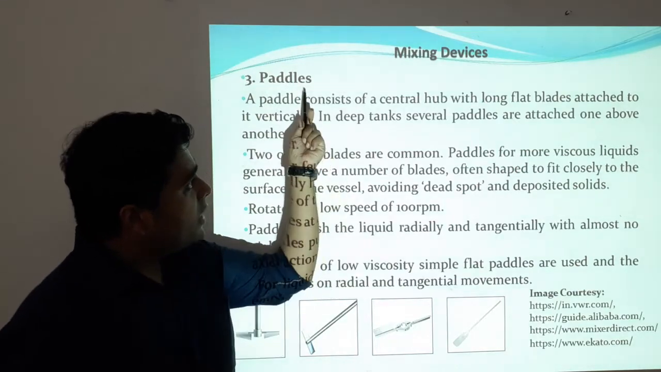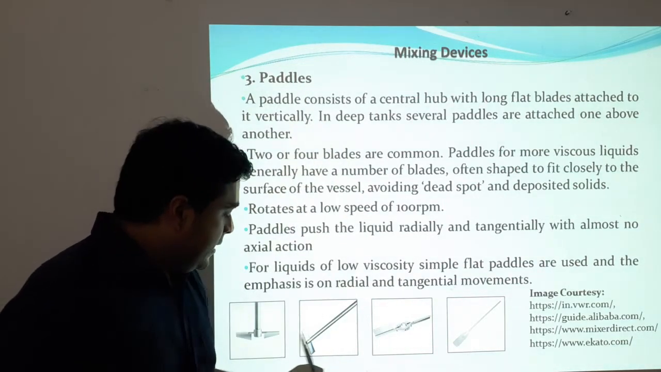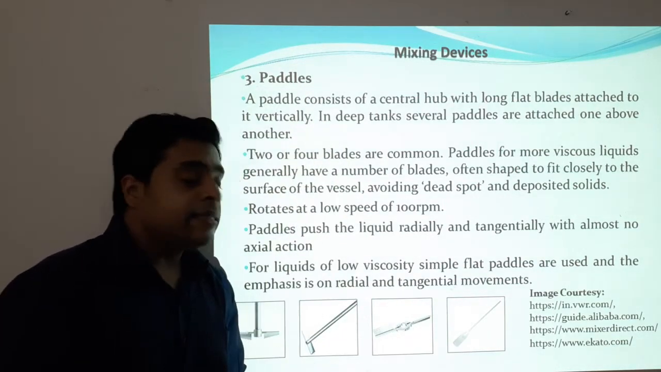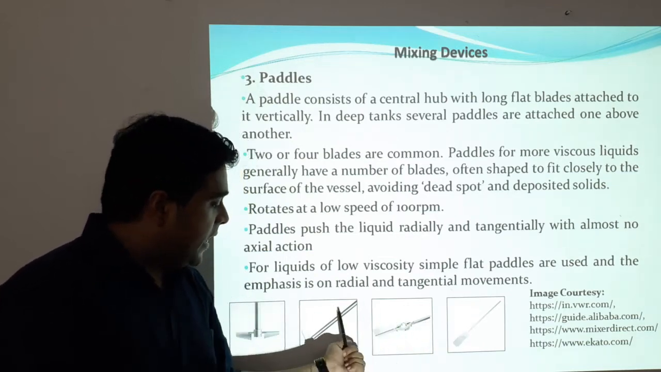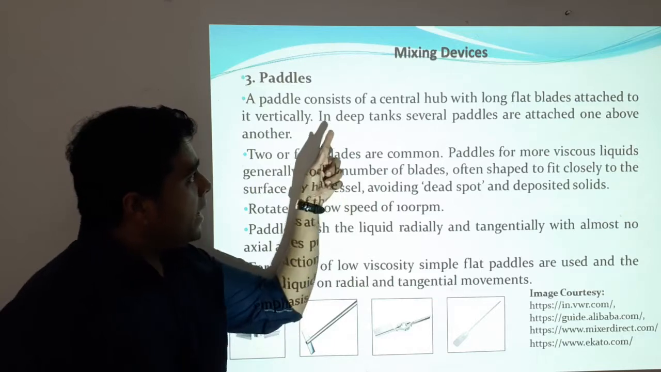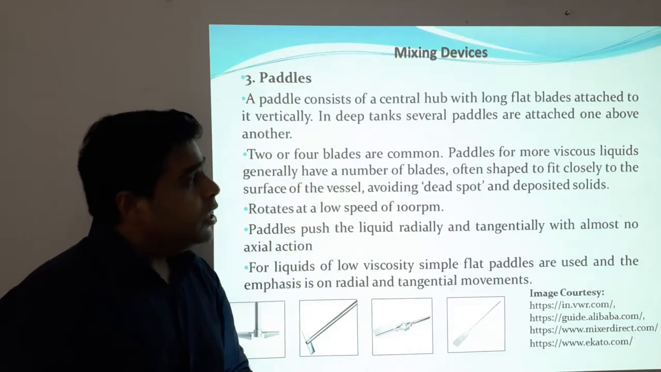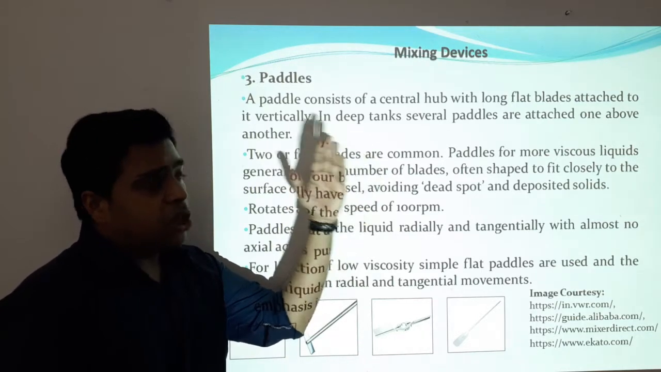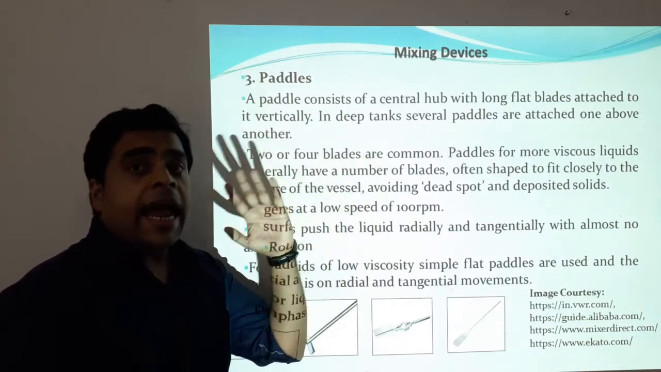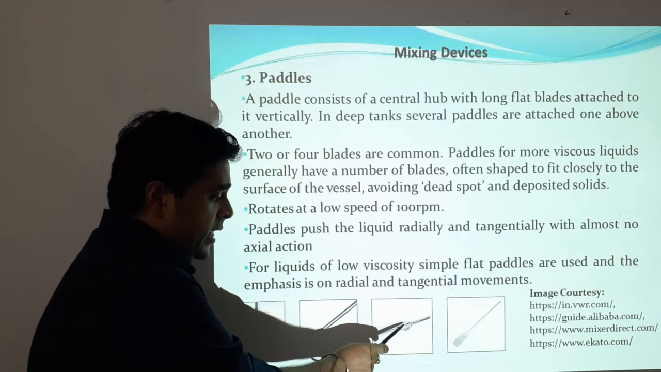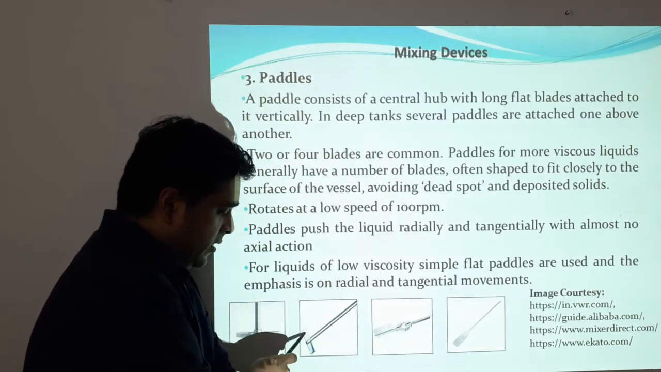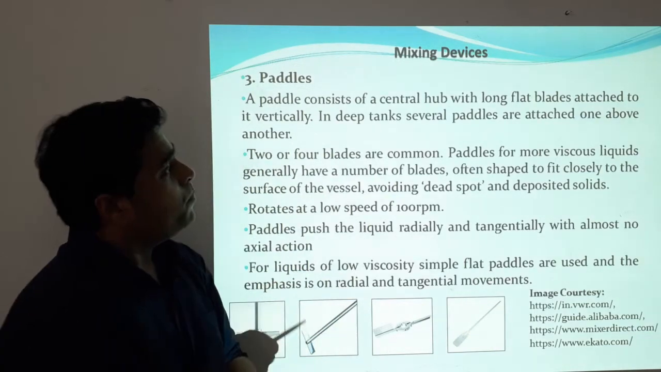Come to the third type of design, that is paddles. Simple design, simple paddles are attached with the impeller shaft. This is the design. So a paddle consists of a central hub with long flat blades attached to it vertically. So this is the central hub, and the paddles are attached like this.